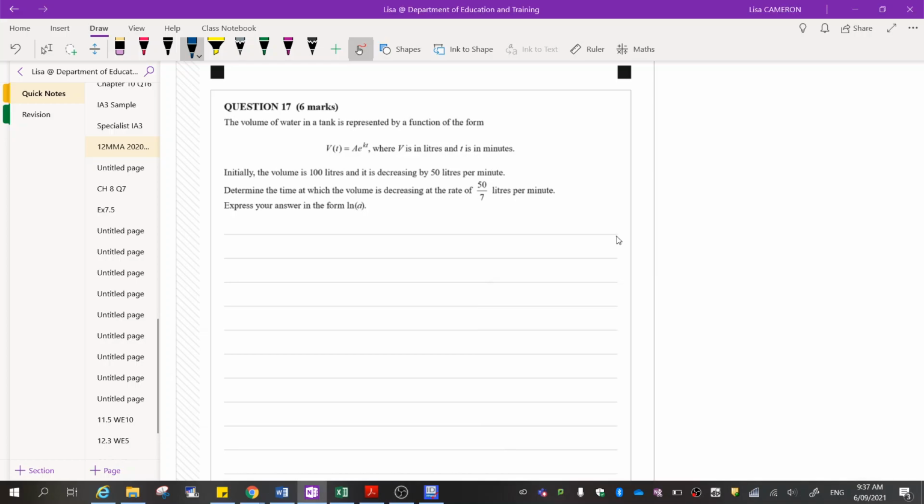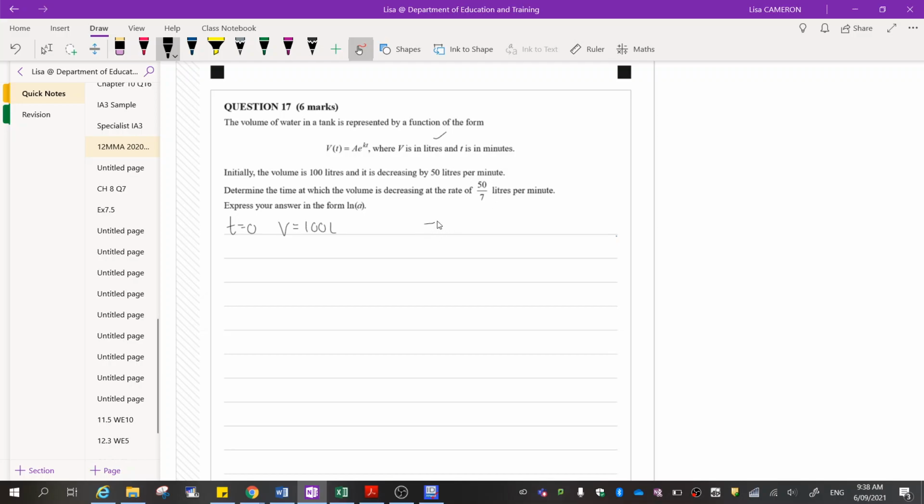Okay, question 17. The volume of a water tank is represented by a function of the form we're given here, where V is in litres and T is in minutes. Initially means when T is equal to 0, the volume in the tank is equal to 100 litres, and that matches, so that's not going to be a problem for us. And it is decreasing by 50 litres per minute.